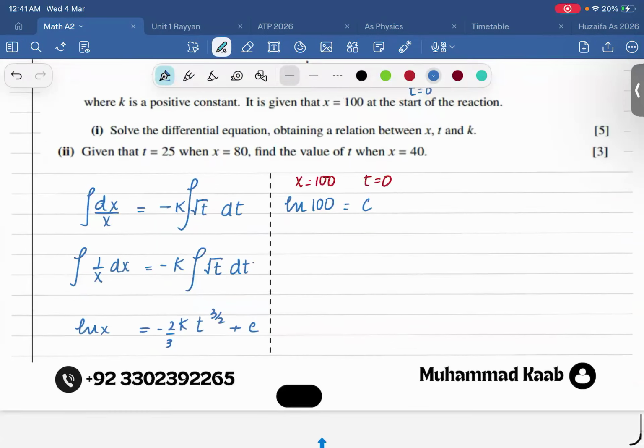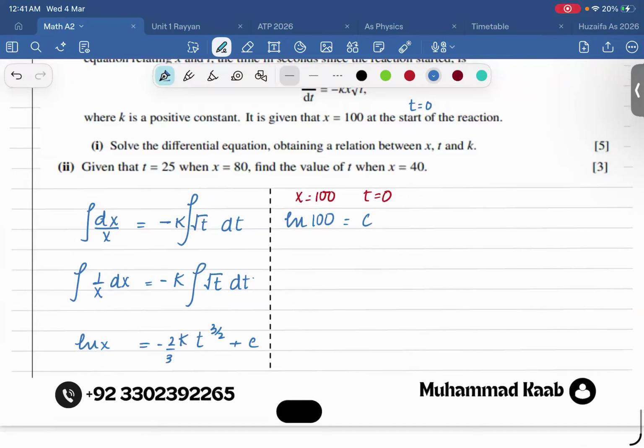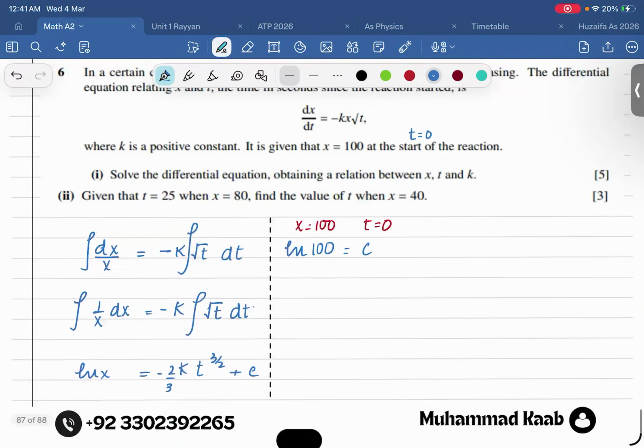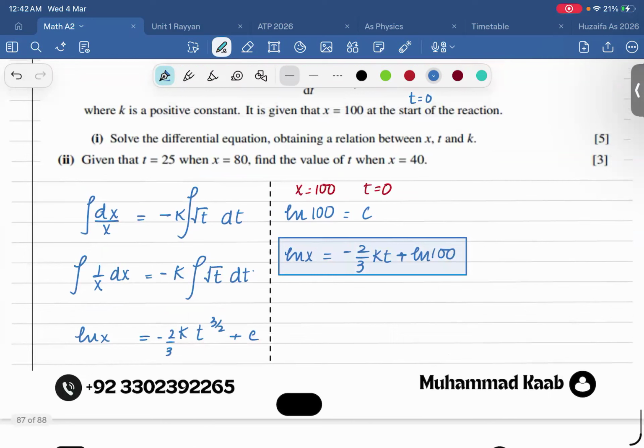Now moving on, I know my c, and in terms of k I want, it would just be ln x equals minus 2 over 3 k t plus ln 100, right? Okay, so this is one form of the equation, or this would be like done. Okay, this is the answer. So this is the first part.